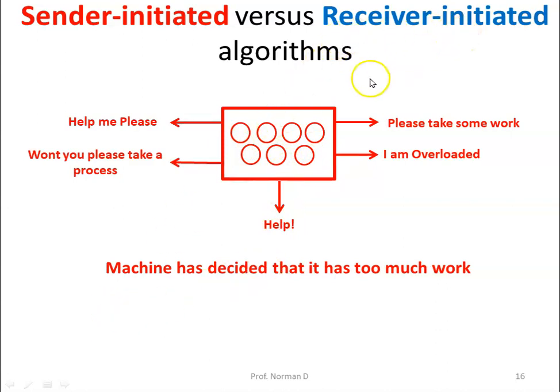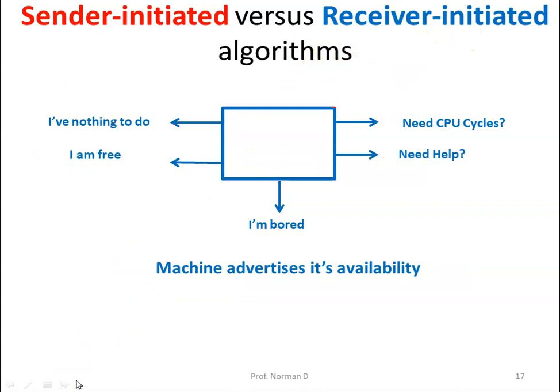Whereas with respect to the receiver initiated algorithm, there is a machine here that is idle or underloaded and makes an announcement to the other machines that it has little work to do and is prepared to take on some extra load. So basically, the goal of this particular machine is to tell others that it is willing to take work from other machines. So basically, this particular machine is advertising its availability.